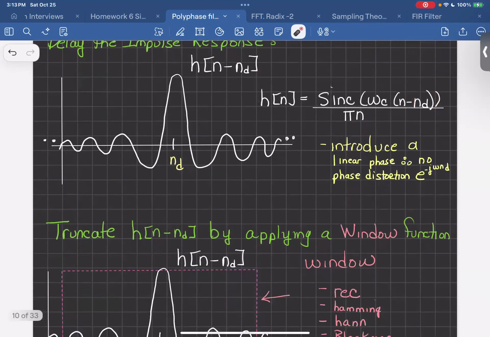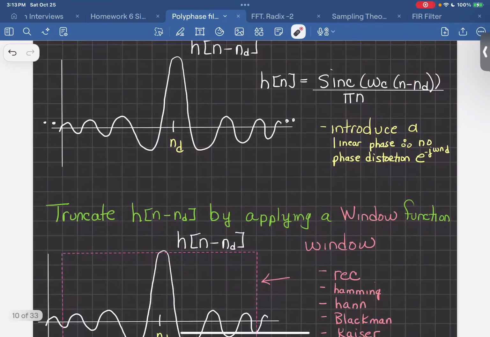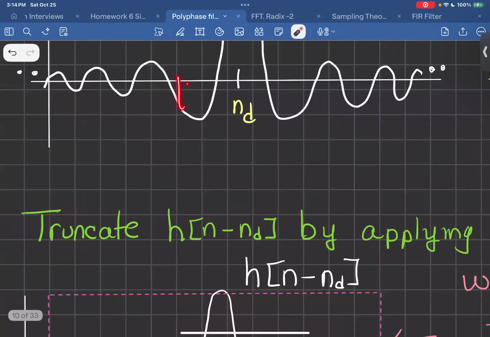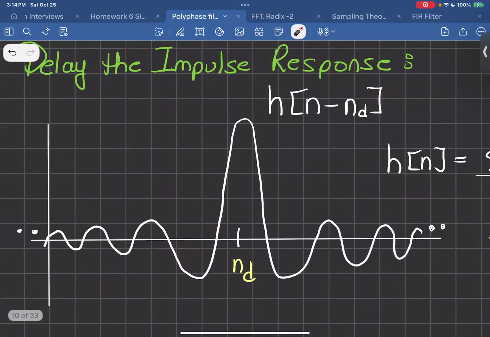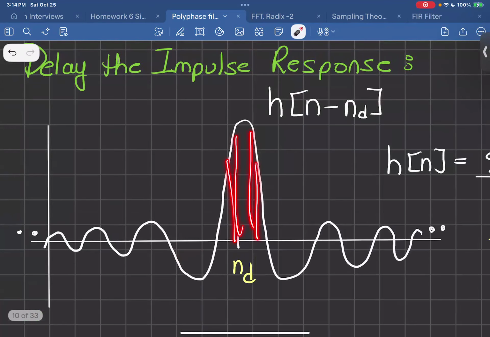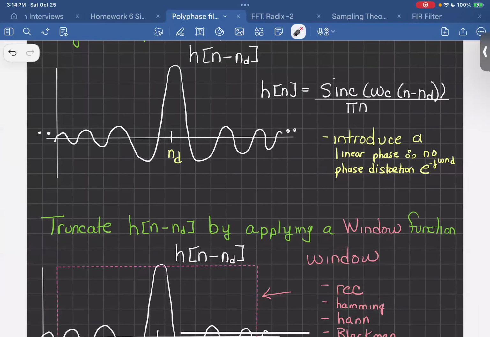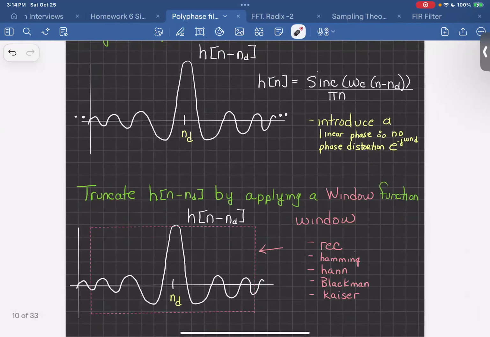And so when you introduce a delay, you're introducing a linear phase, okay? And therefore, you're not going to have any phase distortion because all your filter coefficients, remember I said that, are all delayed by the same amount. So that means you'll have no distortion. That's what linear phase means. And that's what you introduce here. So we're not disturbing things. And we're like, okay, that's great.